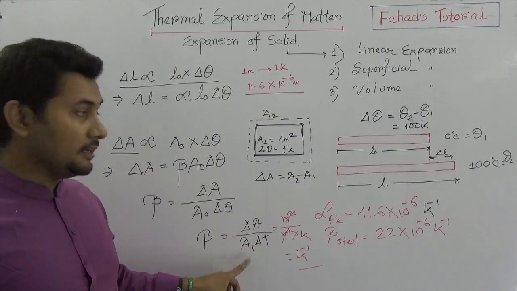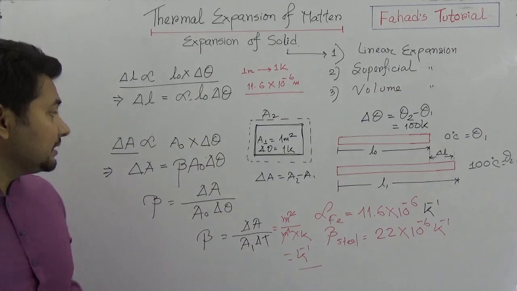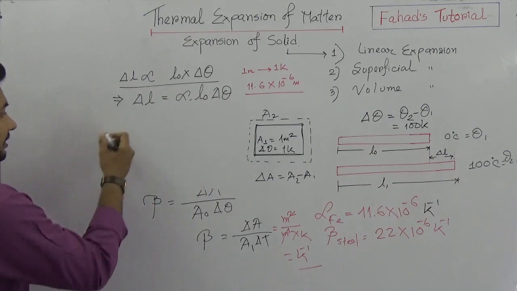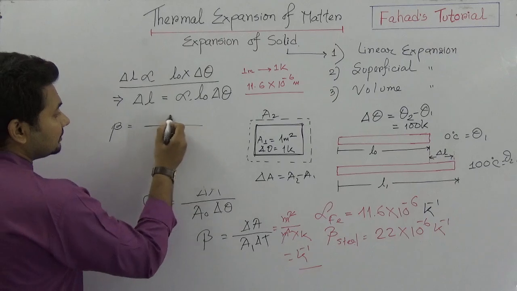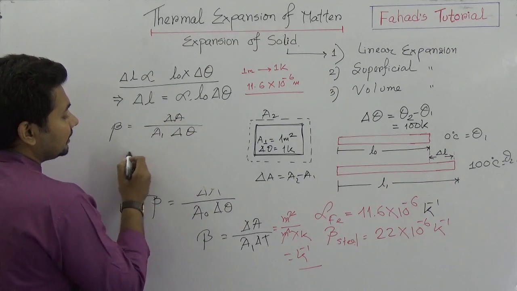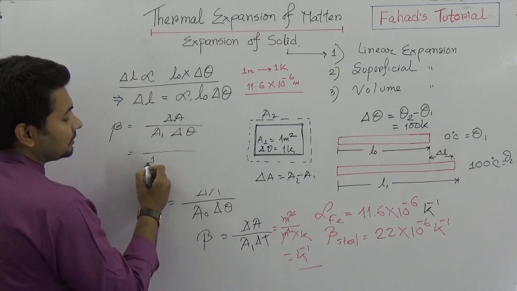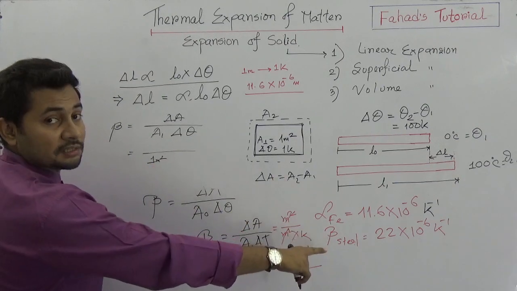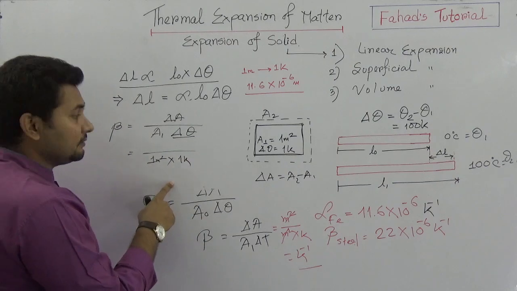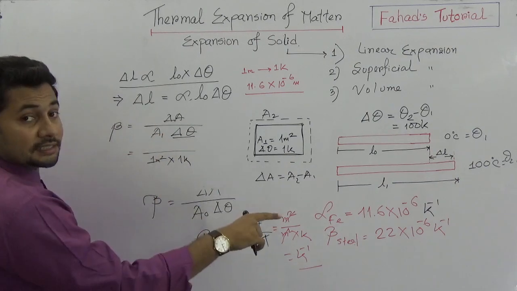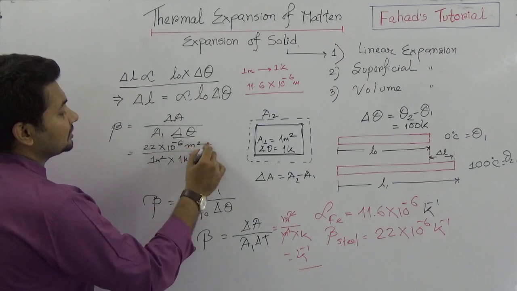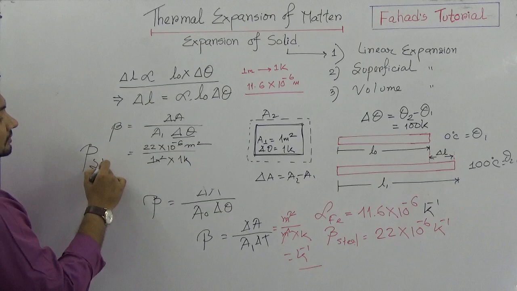So as del A, we say that this beta is equal to what? So beta is equal to del A by A1 del theta. You say that this A1 is 1 meter square in case of steel, and you also say that this is 1 Kelvin. Now this del A is actually 22 times 10 to the power minus 6 meter square in case of steel.